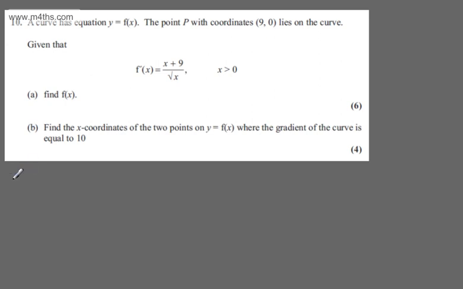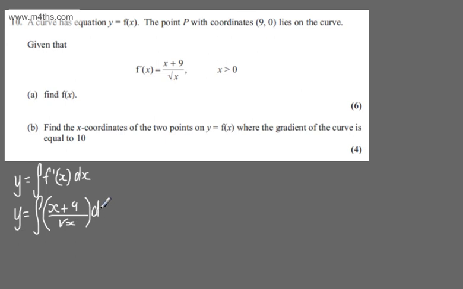We can state now that y will be equal to the integral of f dash of x with respect to x. Remember, this is the gradient function, so if we want to find the original, we need to integrate. It was differentiated to give this function, so we need to integrate it. So y will be equal to the integral of x plus 9 over the root of x, and we're integrating with respect to x.